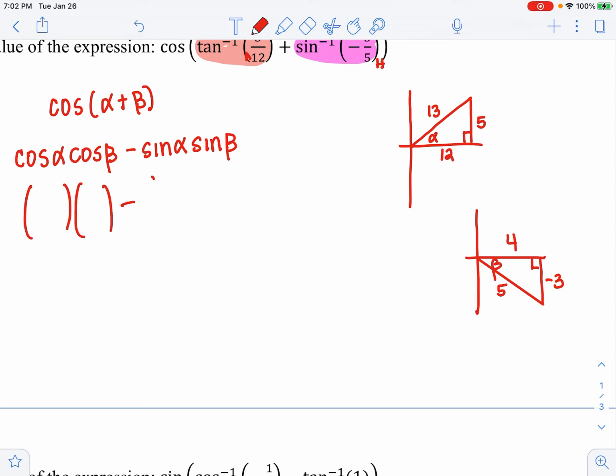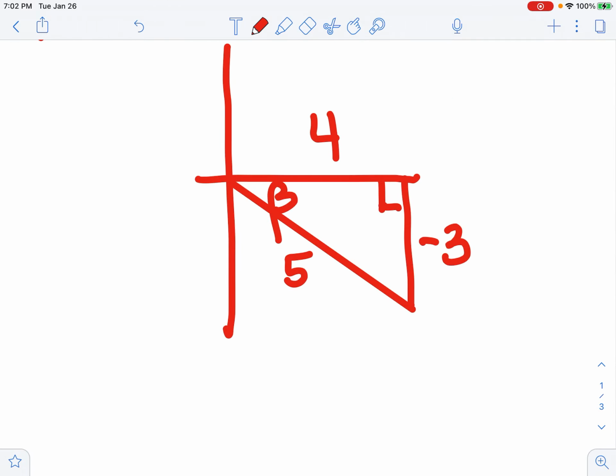So now I can fill in the things that I need. All right, so I need cosine of alpha, cosine of beta, sine of alpha, and sine of beta. So I'm going to start with the cosine of alpha. So here's alpha, the first triangle. This is opposite, this is adjacent, this is hypotenuse. So the cosine is adjacent over hypotenuse, so that's 12 over 13.